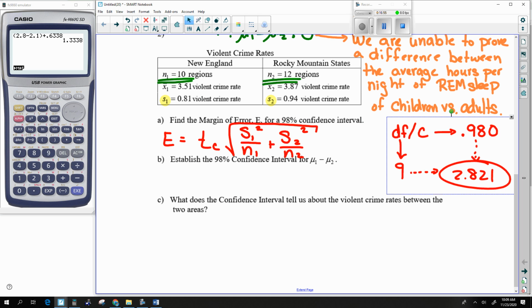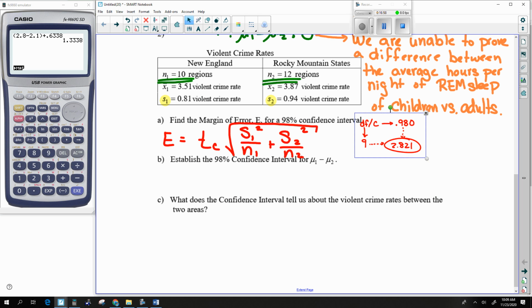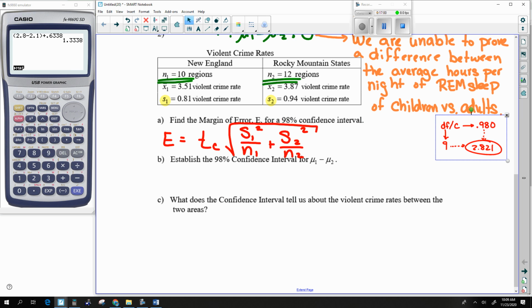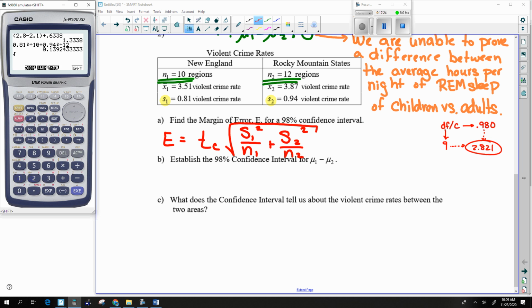And again, the reason I find this TC is because this problem has an S, not a sigma. Okay, so we go ahead and do this very similar to how we did the first one. So we take S1 squared divided by N1 plus S2 squared divided by N2. Okay, so that's the inside. I square root that and multiply, in this case, by TC, which is 2.821.